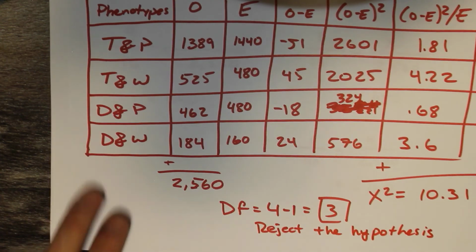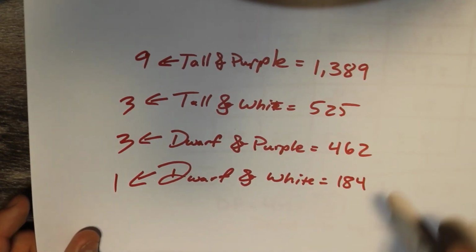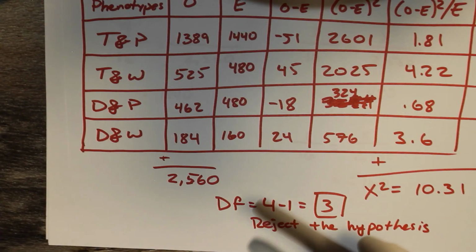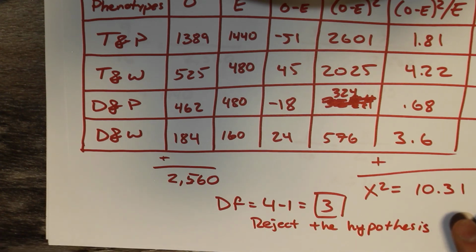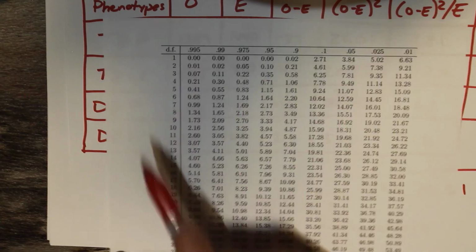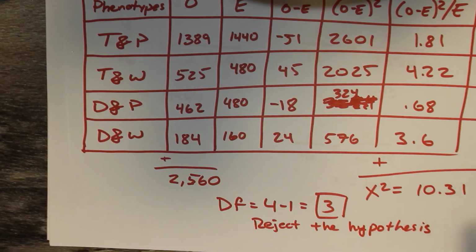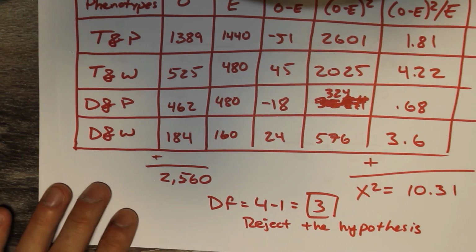Okay. What this means, guys, is that the data they collected from the beginning, this data does not fit the 9:3:3:1 ratio. In order for it to fit, you've got to look at your degrees of freedom, and it should be on this side. Okay, so that's how you do this problem, guys, kind of to the full extent of it.